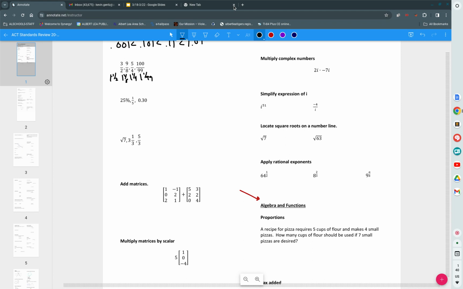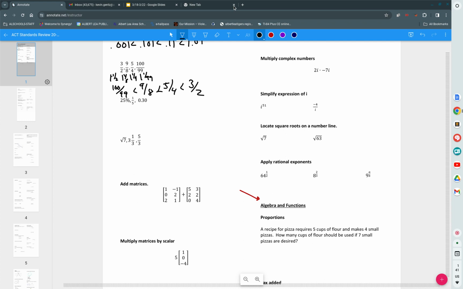Now that you write as a mixed number, it's easy to see that 100 over 99 is your smallest fraction. And then the next one will be 9 over 8. And the next one will be 5 over 4. And finally then 3 over 2. Sometimes it's most helpful to write it as a decimal.